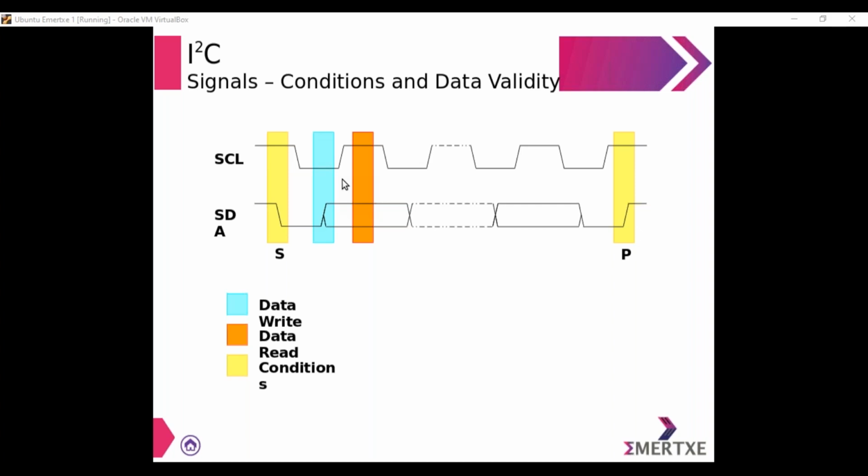That is why you don't see a change of the data line. So 0 is maintained as 0, and 1 is maintained as 1. But at the high level of the clock pulse, if there is any change of data line seen, then it represents a special condition. So if the clock line is high and the data line is falling from high level to low level, you call it the start condition.